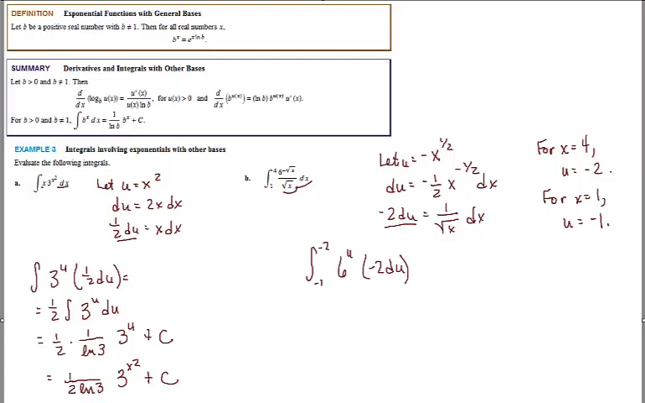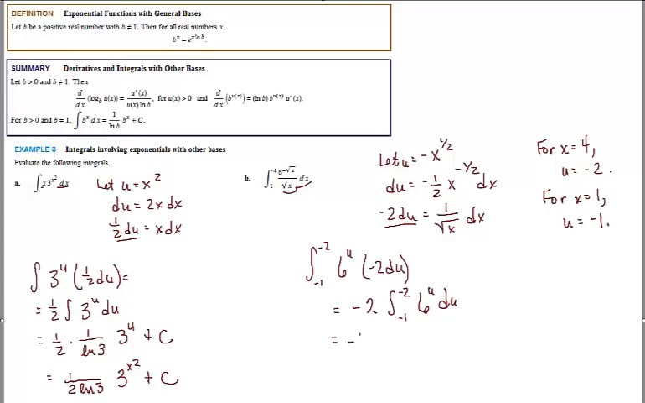Alright, for x equal to 4, just plug that in. Square root of 4 is 2, so that would be a negative 2, and likewise for the 1. That's how I got that. This negative 2 is a constant, so it'll go out front, and it will look something like negative 2, integral from negative 2 to negative 1 of 6 to the u du. Well, that's just this guy again.